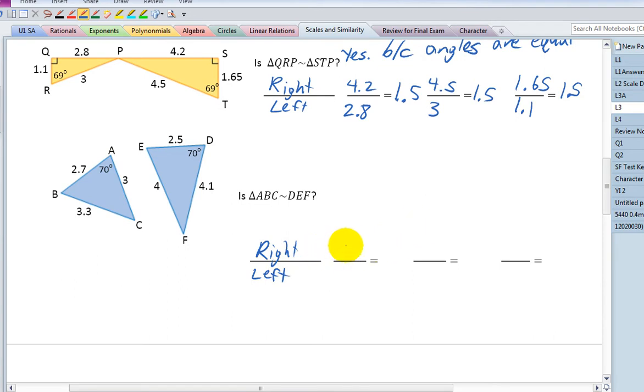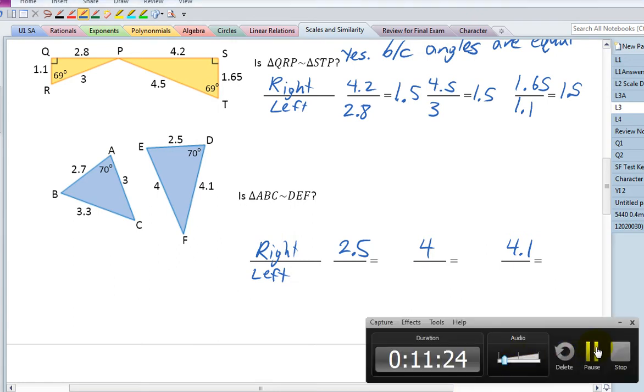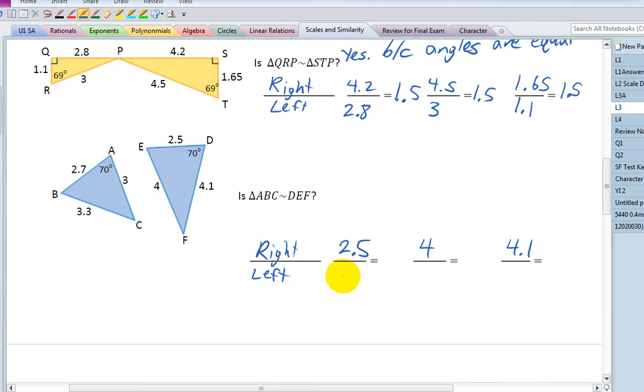On the right, let's go small, medium, large, just because. And then do the same with the left. So that this corresponding, guess what the word corresponding means? Corresponding sides match up. Go. So what goes under 2.5? What goes under 4? And 3.3.